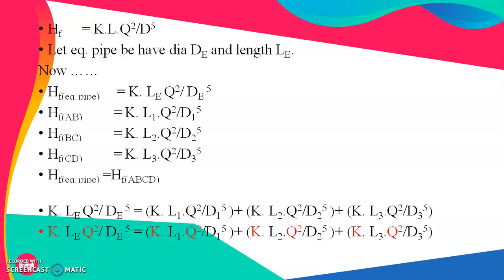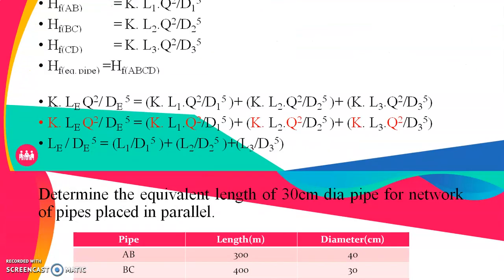Now in this we can find that there are certain common terms on both sides, and those terms are K and Q square. Q is the total flow that the system needs to handle, while K is the constant. And so we can modify this equation to LE upon D raised to 5 equals L1 upon D1 raised to 5 plus L2 upon D2 raised to 5 plus L3 upon D3 raised to 5. So in other words, we can replace a system by a small segment where the diameter can be assumed and its equivalent length can be calculated using this equation.